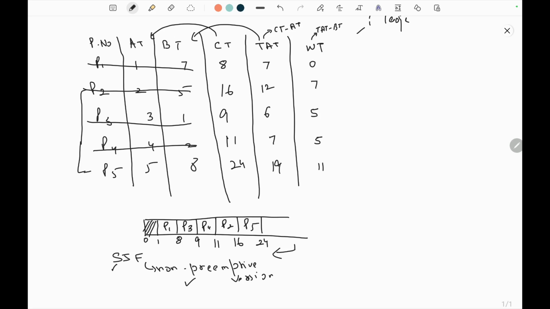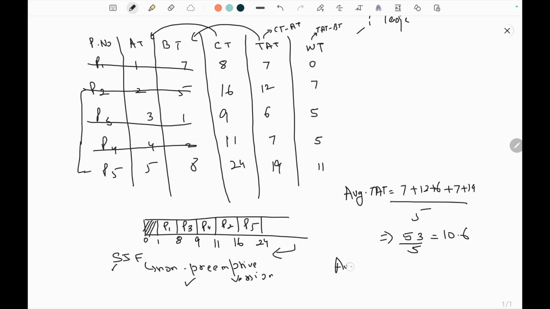So the average turnaround time comes out to be 7 plus 12 plus 6 plus 7 plus 19 divided by how many processes we are having? 5 processes we are having here. So we add this, it will become 26 until 38, and 13 will give you 53. So that is approximately 10.6. That is your average turnaround time.